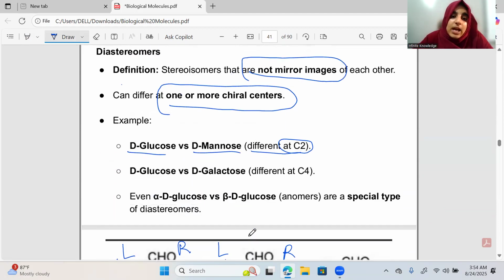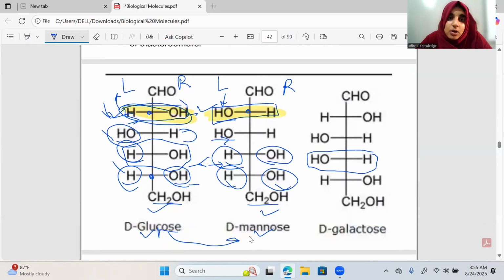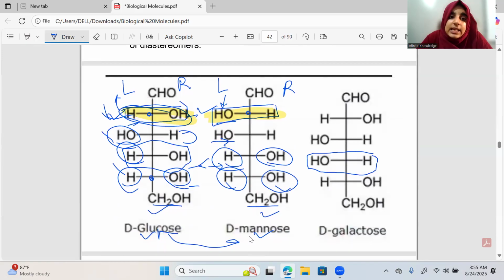Now, similarly, we have D-glucose versus D-galactose. They differ at carbon number 4. You need to remember the carbon number at which the difference is occurring. Okay. Now, D-glucose and D-galactose differ at carbon number 4, at this carbon. Okay, so you see the difference. On the left hand side we have hydrogen, and on the right hand side we have OH. Whereas over here, if I mark L and R, left and right, on the left hand side we have hydroxyl, whereas on the right hand side we have hydrogen. So this is a major difference over here.